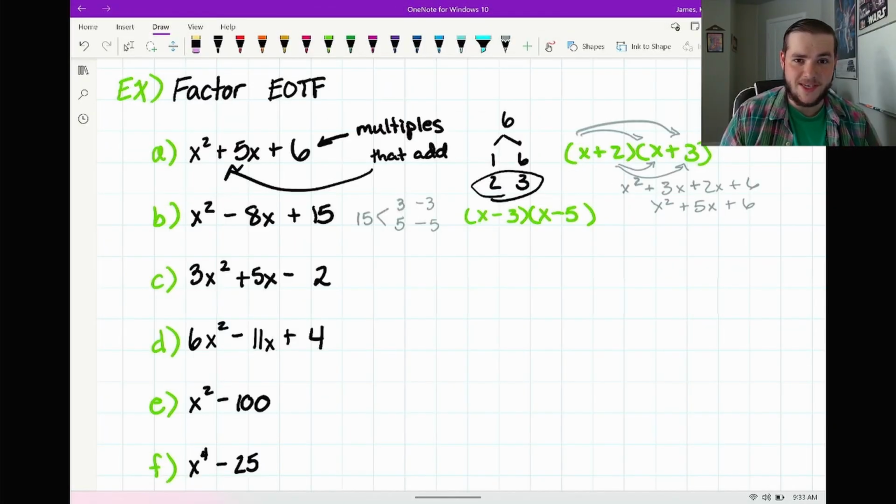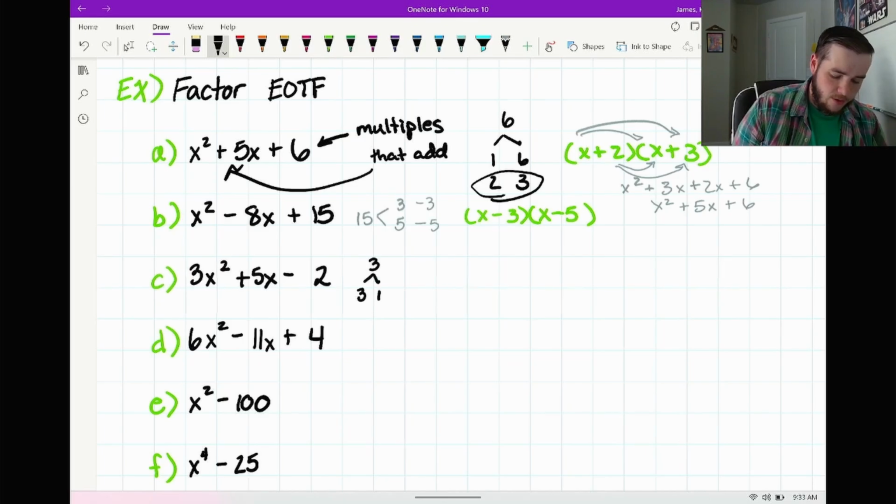Let's try part C together, because now I have a number other than 1 as the coefficient for my leading term. That's my quadratic term. This time I have 3x squared instead of 1x squared. So how do we handle it? Well, we start by looking at factors of 3.